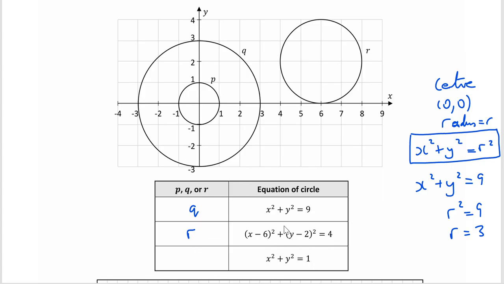even if I do it here, x squared plus y squared is equal to r squared. So x squared plus y squared is equal to 1. r squared is equal to 1. Square root of this side you get r, square root of this side you get 1. And that's P. That's just proving it there, but you should be able to see it off.